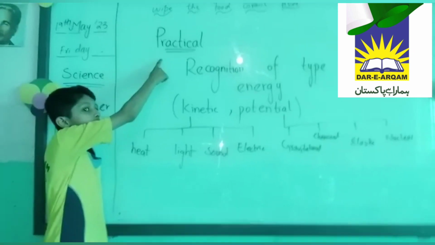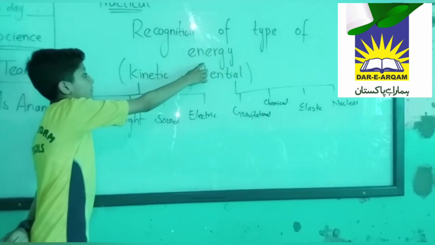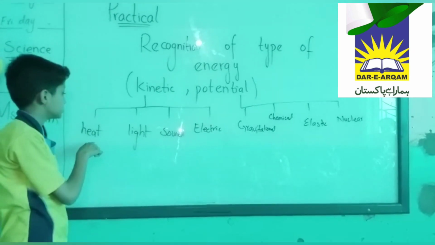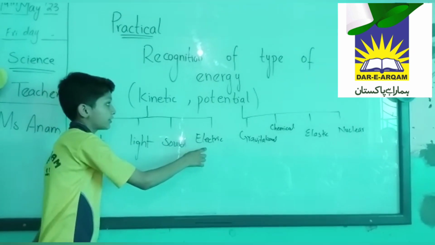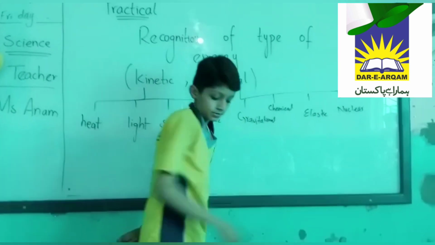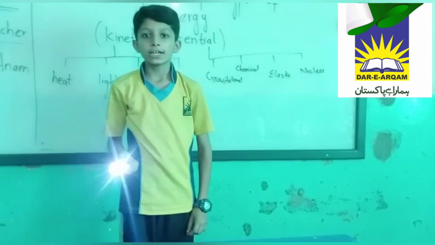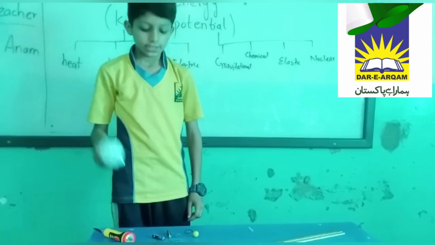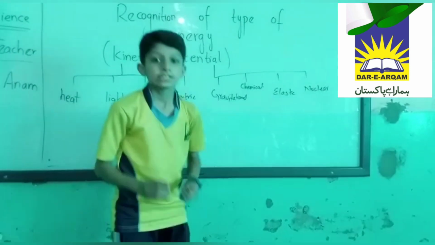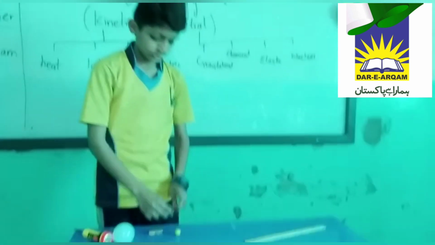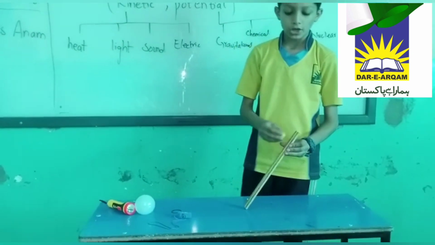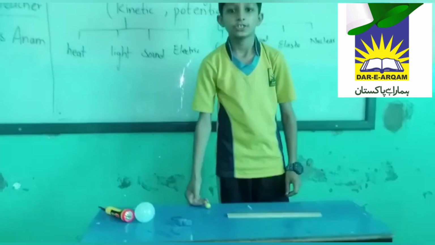We have done the practical on recognition of types of energy. We have kinetic energy and potential energy. Kinetic has four types: heat, light, sound, electric. Potential has four types: gravitational, chemical, elastic, nuclear. Torch for light energy, bulb for electric energy, whistle for sound energy, cell for chemical energy, and rubber for elastic energy. We have a ball and scale for gravitational energy.